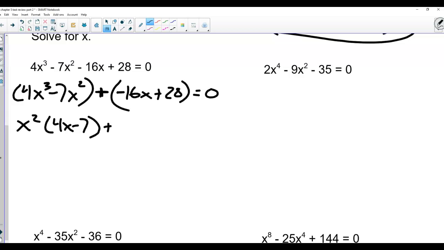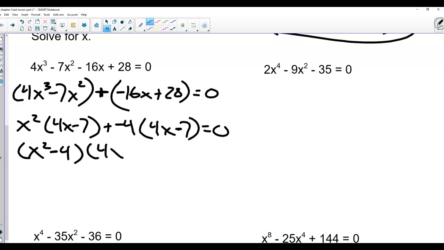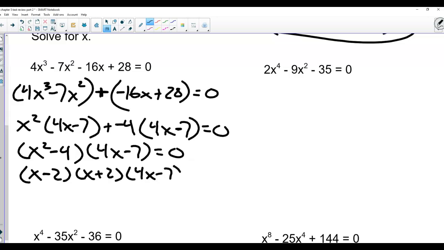Here I can take a negative 4 out to create that same 4x minus 7. When you take the negative 4 out, it changes both signs. We put the GCFs in one parenthesis and we drop this parenthesis down. Now, we want to factor completely. Look for difference of 2 squares. x squared minus 4 can be x minus 2, x plus 2, 4x minus 7. That's factoring completely.